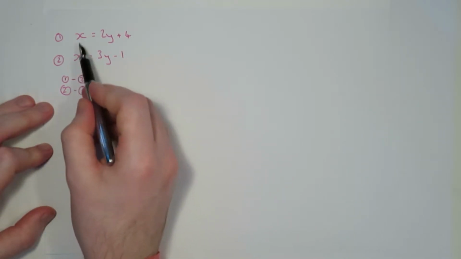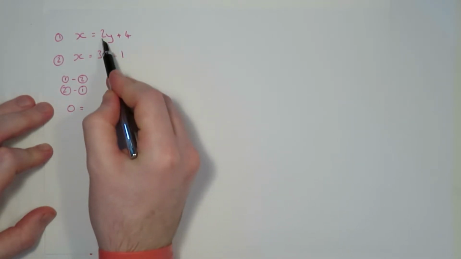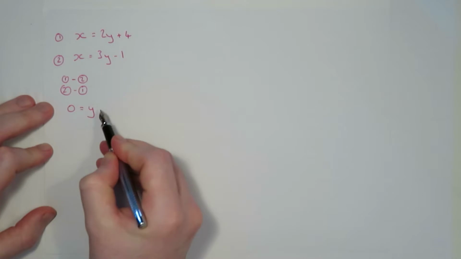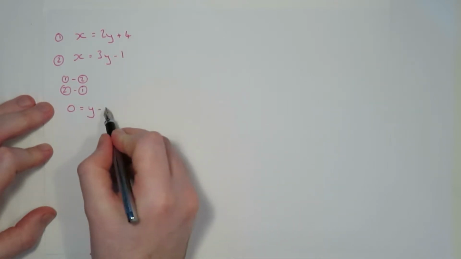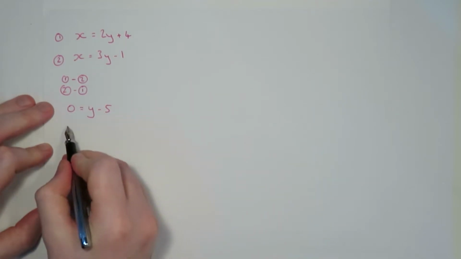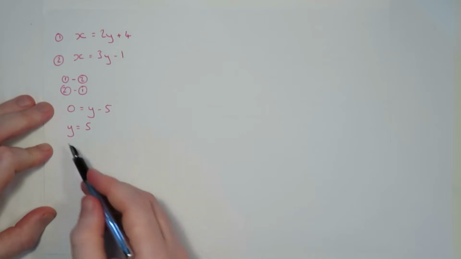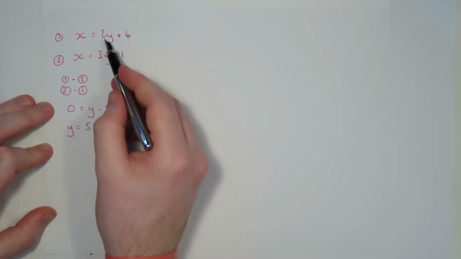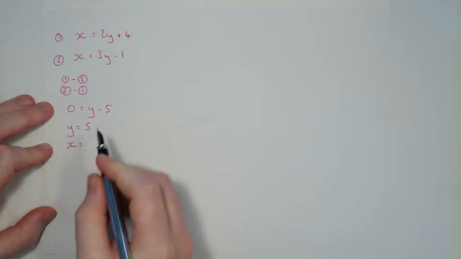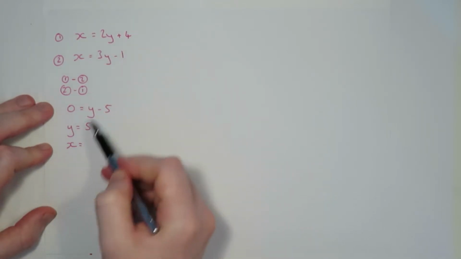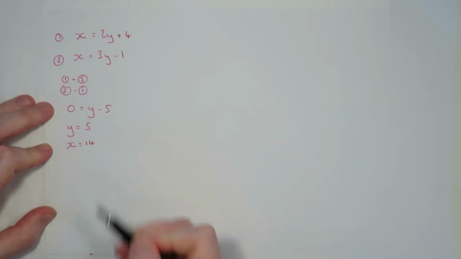So the left hand side will be x subtract x, which is 0. The right hand side will be 3y subtract 2y, which is y. And then negative 1 subtract 4, which will be minus 5. So y is equal to 5 there if you add 5 onto both sides. Then you can substitute this in up here to calculate the value of x. 2 lots of y, well y is 5, so that's 2 lots of 5, 10 plus 4 is 14.